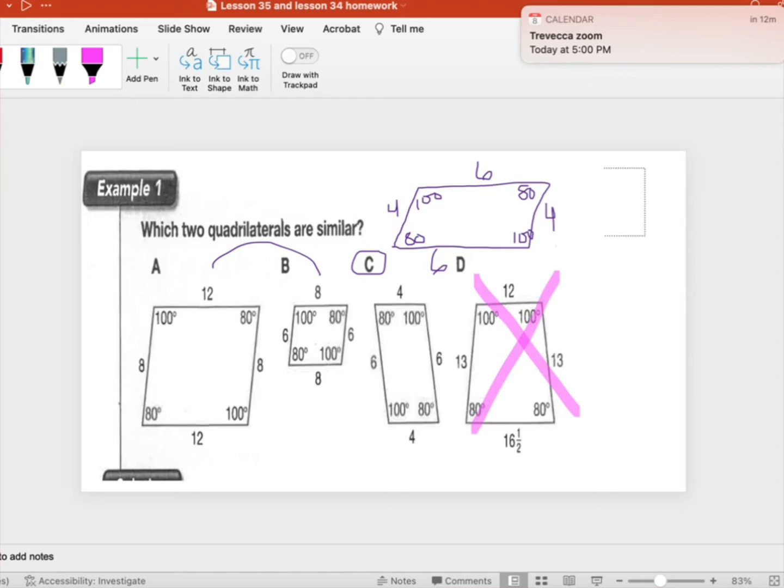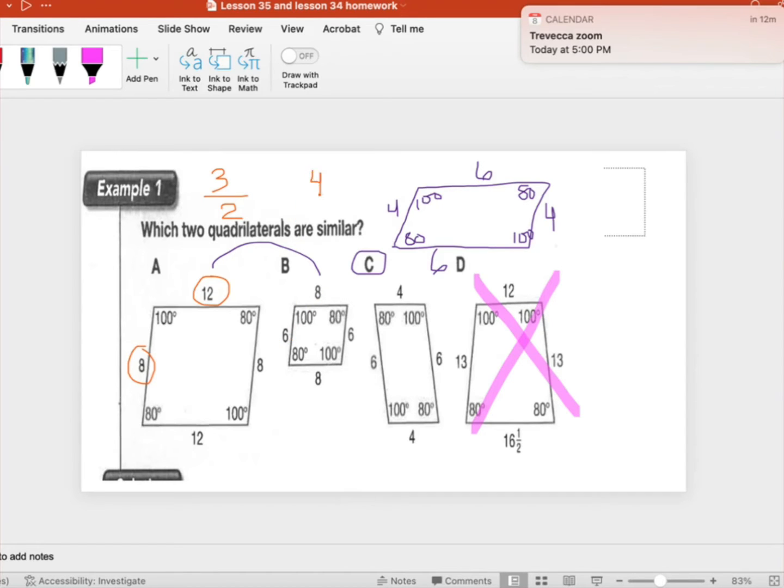Now we're ready to compare our quadrilaterals. We already marked off this one on the end because it did not have the right angle requirement. Now we've got everything in the same configuration. So we have 12 to 8, which would simplify if we divide this by 4 and divide this by 4, we would have 3 to 2. Top to side is 3 to 2. Now this one, divide by 2, divide by 2, we'd get 4 to 3.